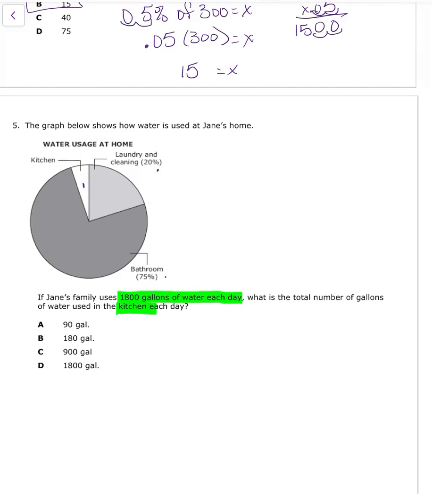Okay, so here's the kitchen. Hey, but they don't give us the percent. That's not nice. So we have to figure it out. Okay, so 75% and 20%, that's 95%. So a circle graph, that's 100%. So 100 minus the 95% would be 5%. So the kitchen is 5%.